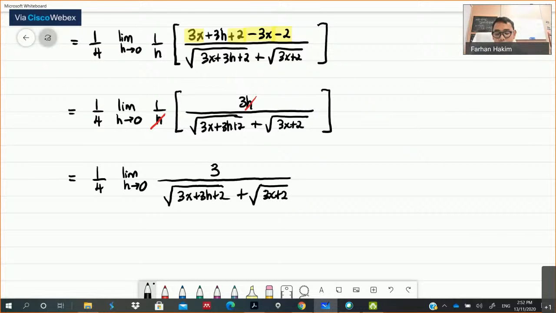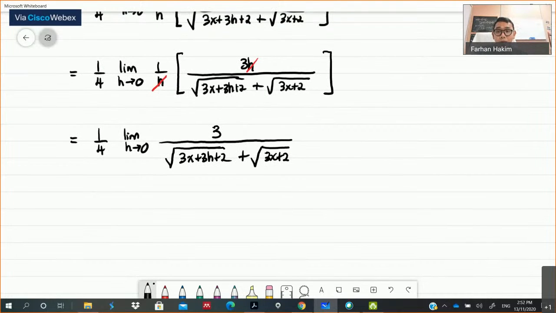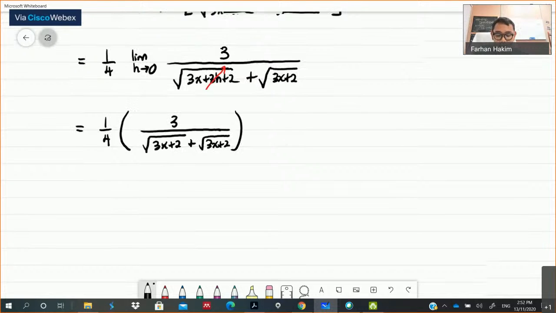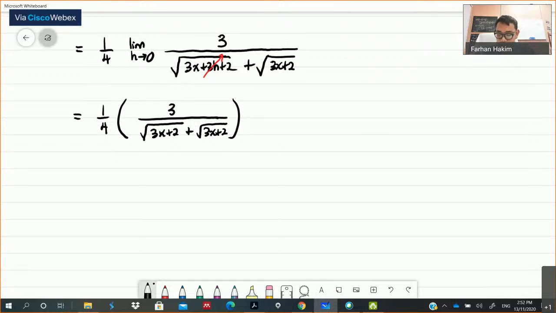All right, so in this part, now we can substitute the value of h with 0. So when we substitute the value of h with 0, we'll get this part 0. So we have 1 over 4, and that one will be 3 over square root of 3x plus 2 plus square root of 3x plus 2.